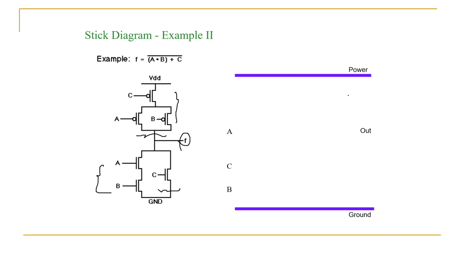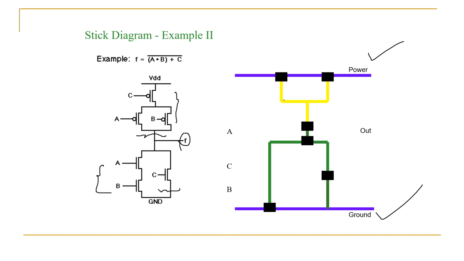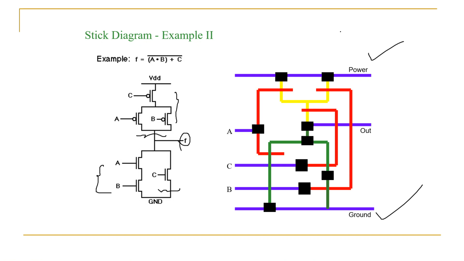Now we need to draw the stick diagram. See, the power and ground are initially drawn. Then a P MOSFET is drawn here, then the N MOSFET is drawn. Then the corresponding polysilicon connections are drawn. For B, and then see the output is taken, and for C it is connected, and for A it is connected. In any way you can connect. It is not necessary that we have to connect in this way.